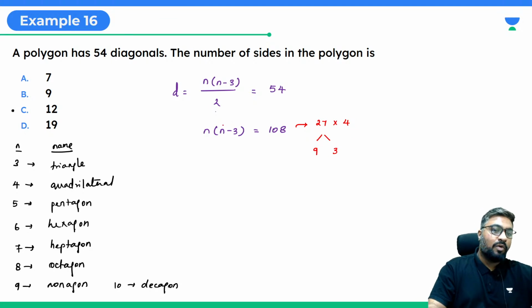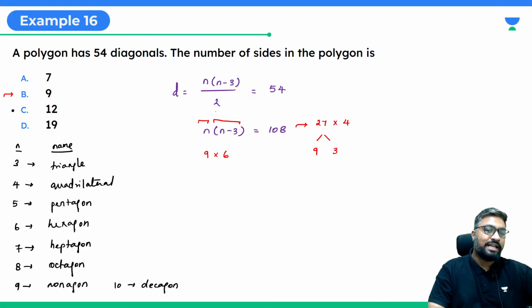The thing is, one of the numbers must be a multiple of 9 and the other number must be a multiple of 3. समझ में आ रहा है? एक नंबर 9 का मल्टीपल, एक नंबर 3 का मल्टीपल. तो looking at the answer choices, if I take b as 9, तो ये क्या हो जाएगा? 9 into 6. If n is 9, 9 into 6 is 54 only, not 108. So 9 छोटा है, 7 नहीं काम करेगा because it will become 7 into 4. 19 नहीं काम करेगा because it will become 19 into 16. So 9 and 3 का multiple है ही नहीं.